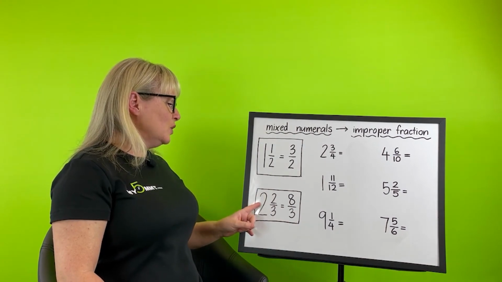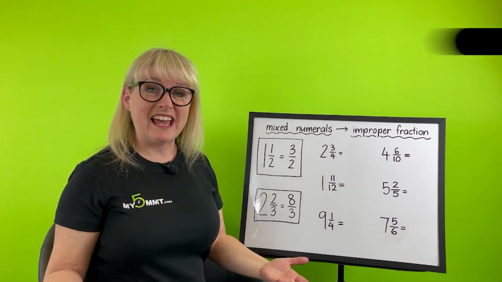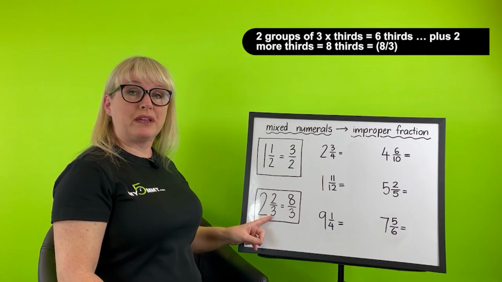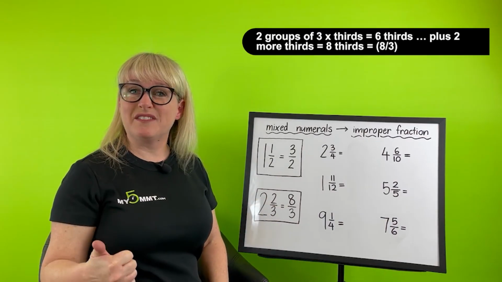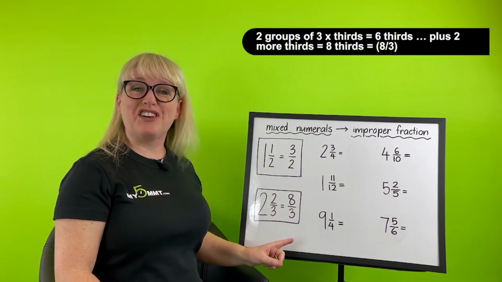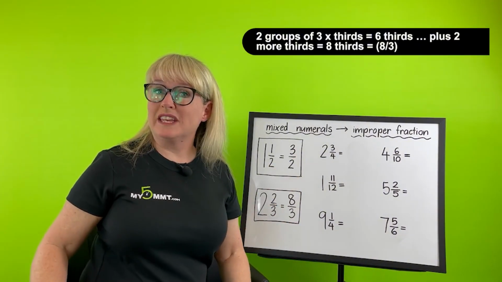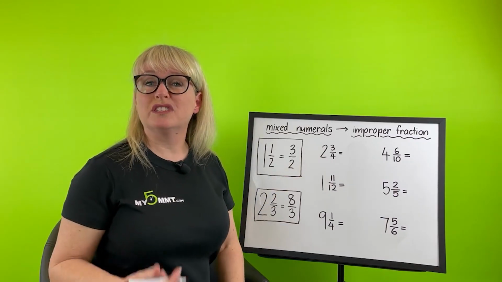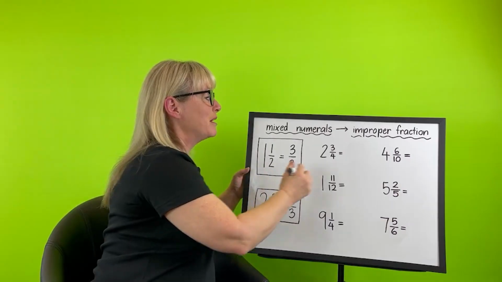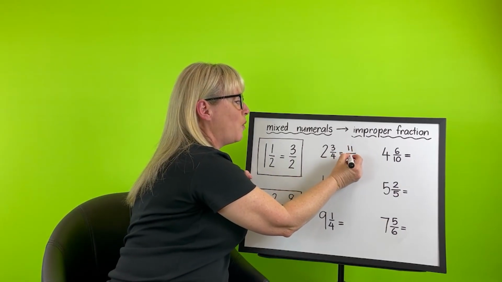Even if I had 2 and 2/3, I can change that. 2 whole groups of 3/3, 2 3s are 6. Grab the extra 2/3, 7, 8. I've got 8/3. I can change all of these back to improper fractions. 2 whole groups of 4 quarters, 2 4s is 8. Grab the 3 more and I've got 11 quarters.